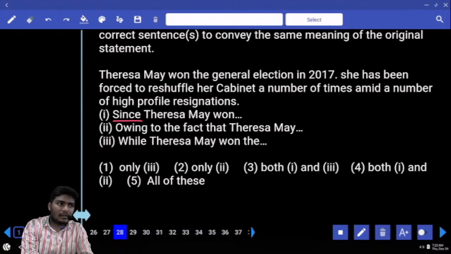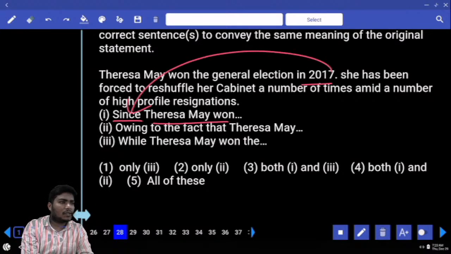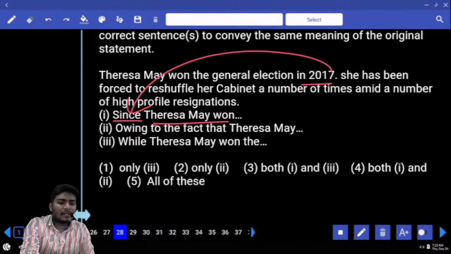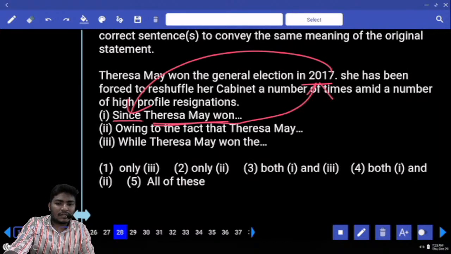Since shows the reason, just like because. That is a conjunction. Since is also used as a preposition which shows time. Since and for, you know that, right? Now, if at all we use since here, we can connect it with 2017. Since Theresa May won elections in 2017, she has been forced to reshuffle her cabinet.